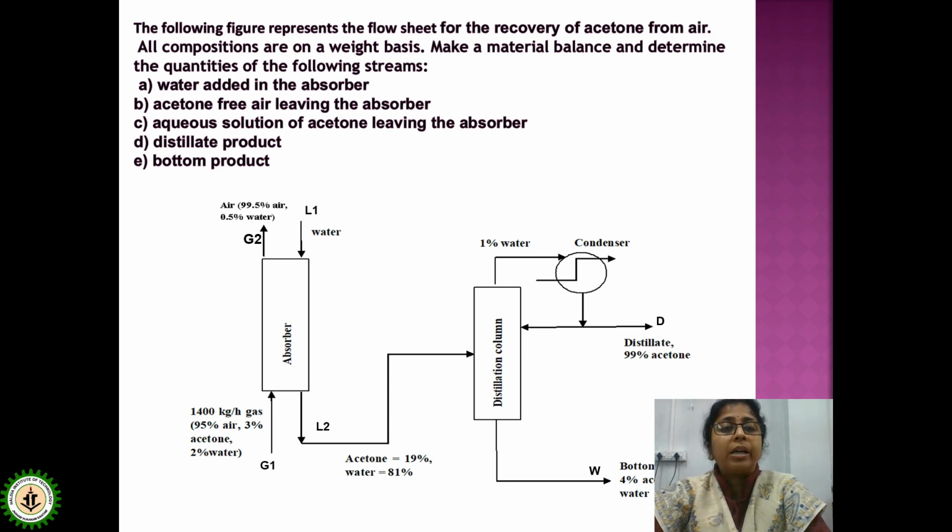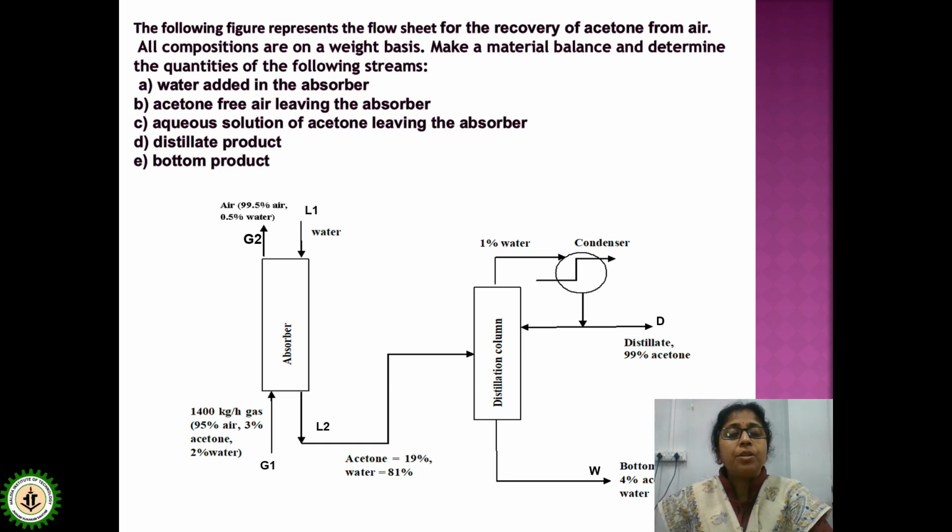So the questions arise here. First question, water added in the absorber, acetone free air leaving the absorber. Third question, aqueous solution of acetone leaving the absorber. Next question, the amount of distillation product and the bottom product. Last question. So let's discuss the total flow sheet, what is represented here for the solution of the problem.